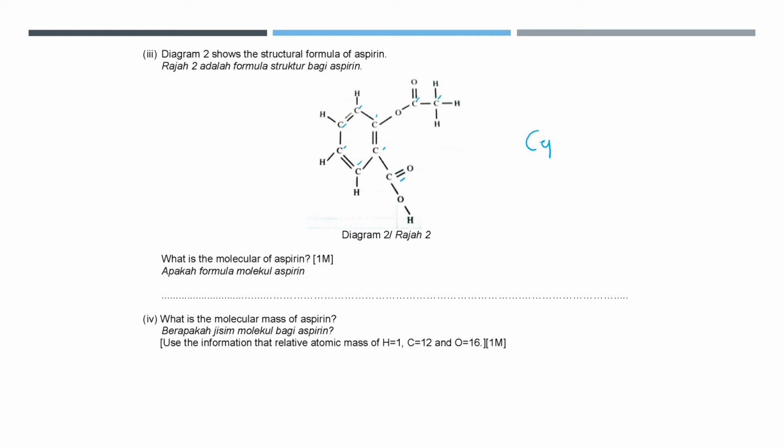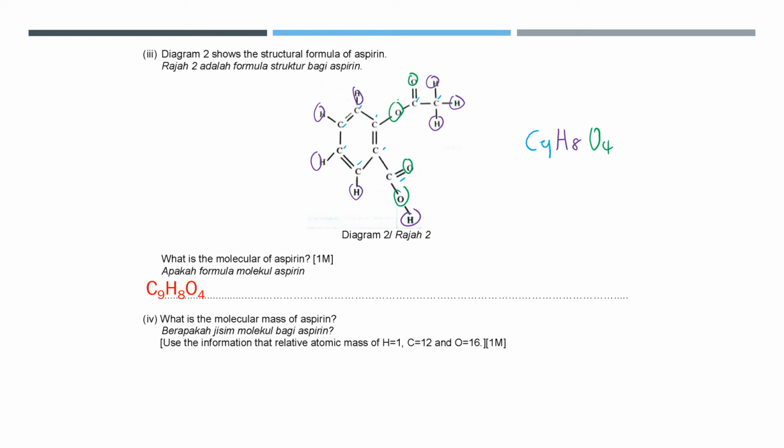Then we move on to number of hydrogen atom. We have 1, 2, 3, 4, 5, 6, 7, 8. So we have 8 hydrogen atom. So how about oxygen atom? We have 1, 2, 3, 4. So there are 4 oxygen atoms found in this molecule. So the molecular formula of aspirin is C9H8O4.